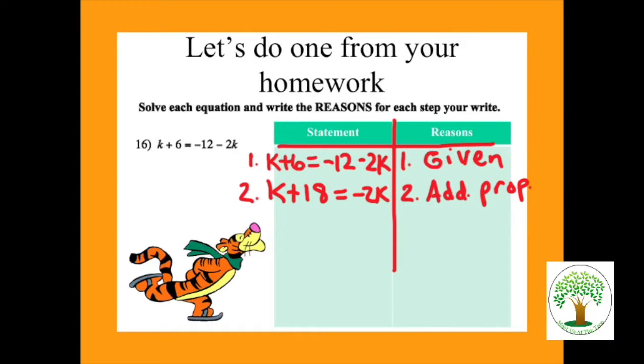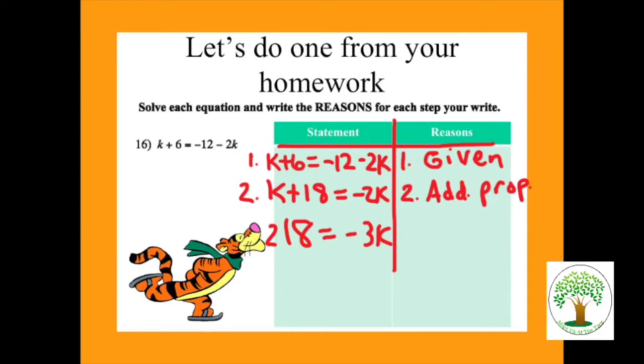Some books are going to say of equality. Eventually these are not going to just apply to equalities, they're going to also apply to congruence later. So we're just going to call it addition property. All right? What do you want to do now? What's the next thing we need to do? Minus the K. Move the K to the other side. And when we subtract the K to the other side, what will it become? Negative 3. So we don't have to write the little step of what we did. We just have to write 18 equals negative 3K.